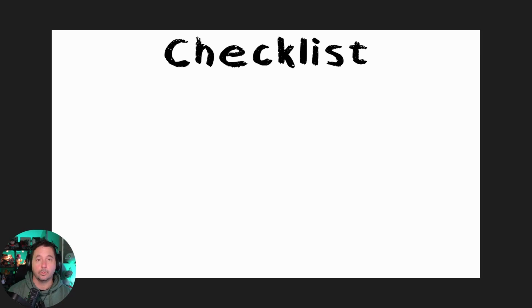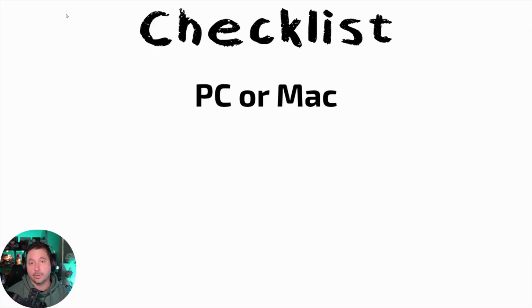All right, so before we begin, we have a checklist. I know there's a few things we have to get set up, but once we do, they're kind of set it and forget it. It's a pretty easy workflow after that. These are prerequisites and you can't really get around this. You need something to capture with, either a PC or a Mac, and then we're going to need some software.